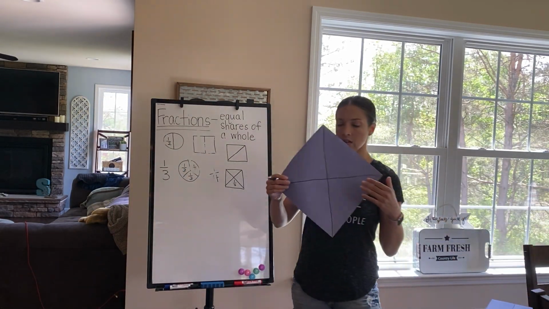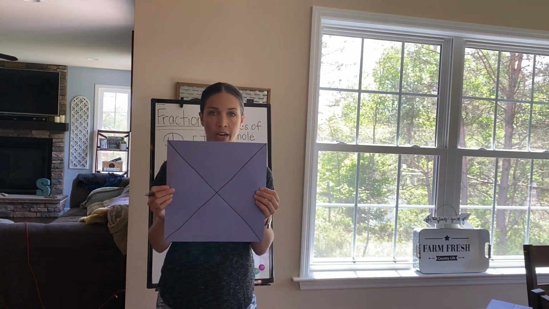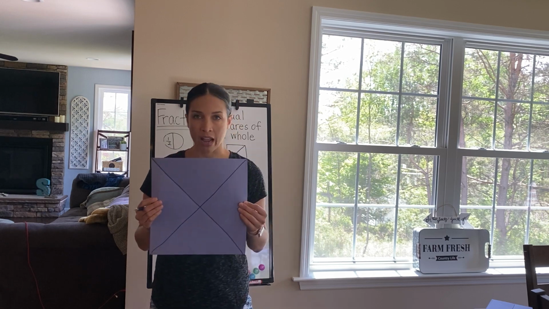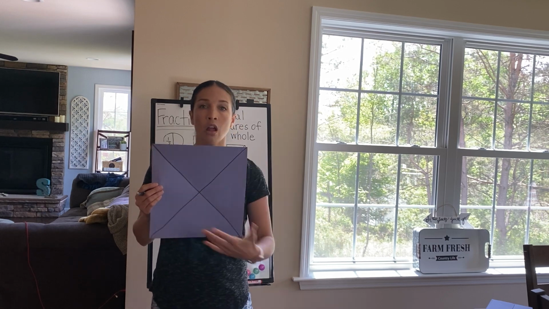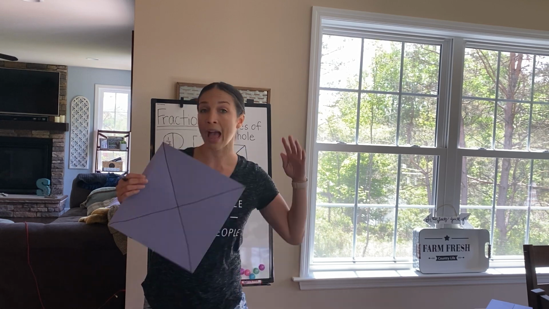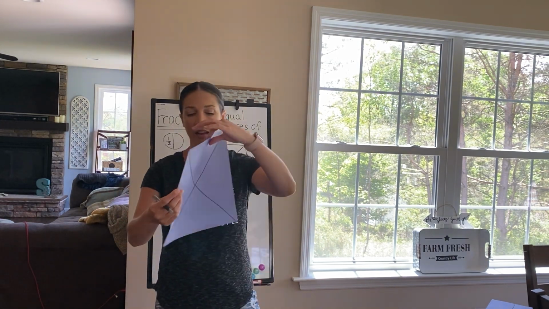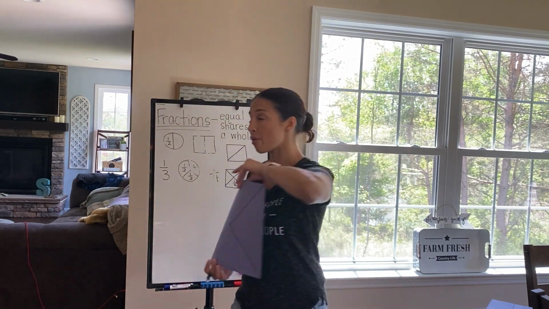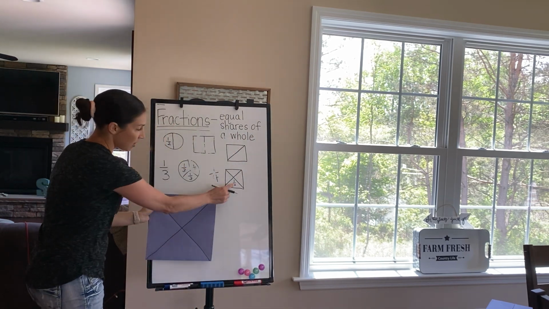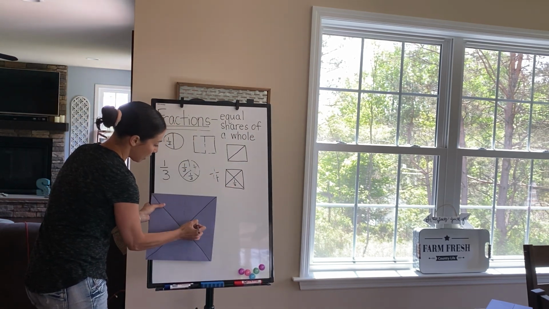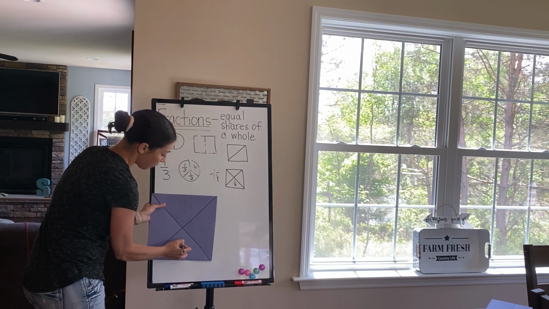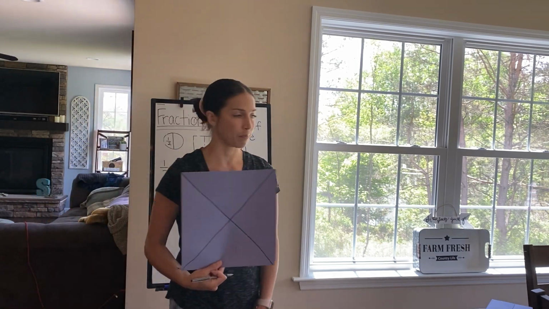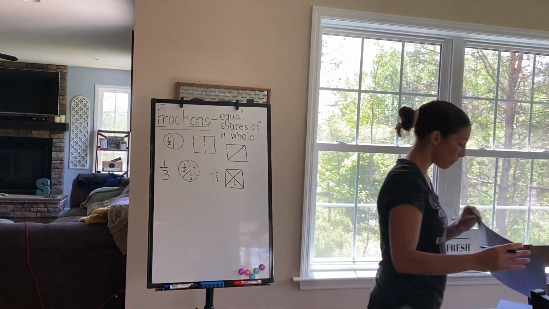Here is our next one. Would you say yes, equal shares, or no? A lot of times when I think about equal shares, I like to think, if I had friends to share this with and each friend got a piece, would they all be happy with the size of their share? And if you said yes, you are correct. There are 4 total pieces, so that's the bottom number of our denominator. These would all be 1/4 of the square. 1/4. Okay? Okay, how about this one?